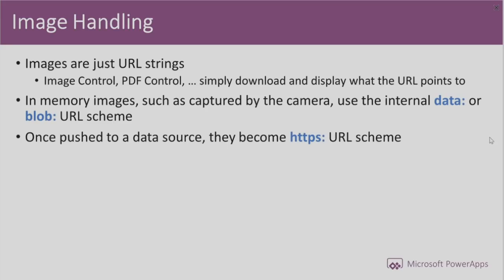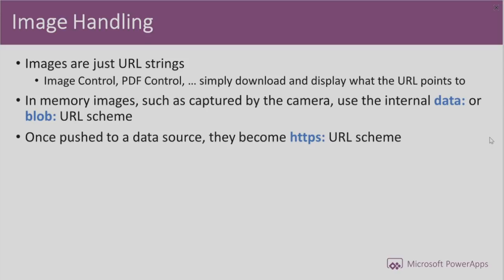Image handling. Images are just URLs in our world. Now, there can be some funny URLs in there. You might see a blob colon or an appres. Those are internal to us, and we know how to interact with them. But there are also plain HTTP, HTTPS URLs that you might see.